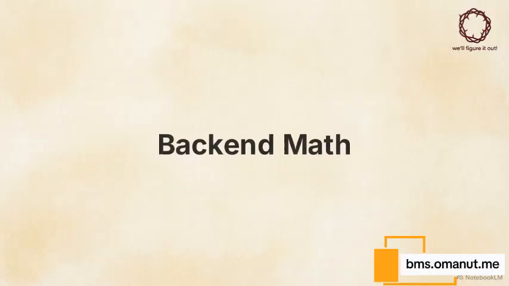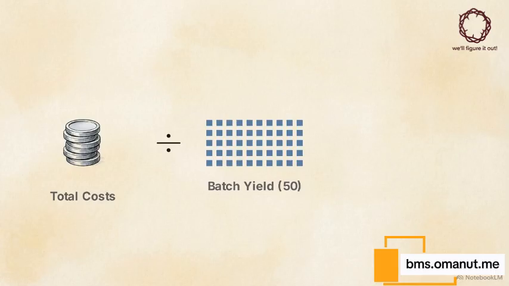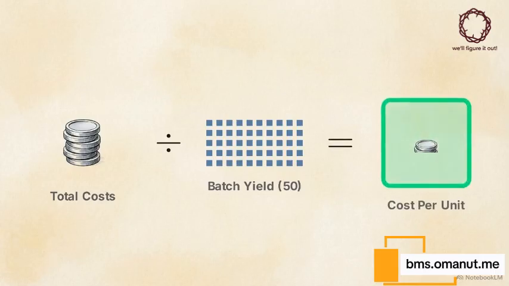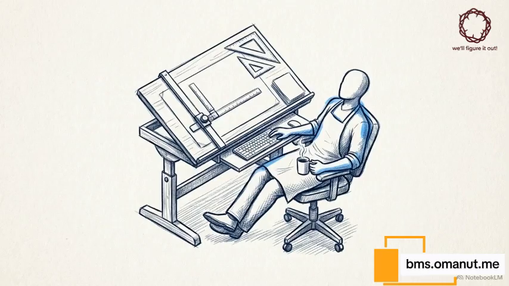This visualization shows the back-end math. The system adds up your total material costs and divides it by your batch yield of 50. The output is your exact cost per unit. Check the cost per unit field on your screen to verify that the resulting number matches your physical manufacturing expenses. By establishing this blueprint once, the software handles the division for you moving forward. You never have to manually calculate these expenses again.